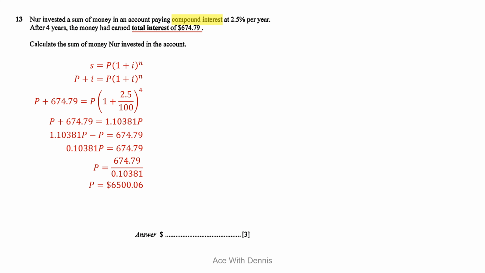Calculate, we get the principal is $6,500.06. Hence, $6,500.06 is the answer.